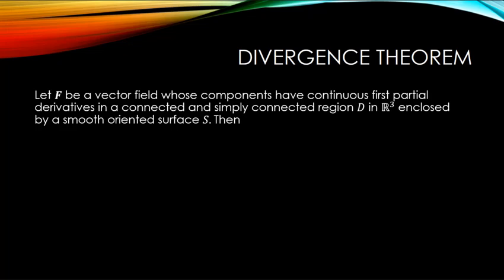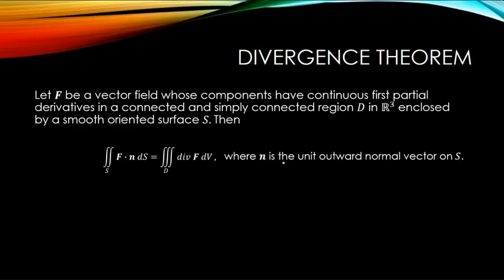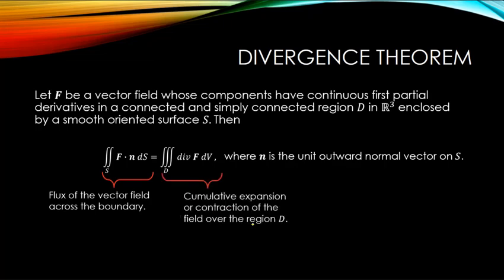If I let F be a vector field whose components have continuous first partial derivatives in a connected and simply connected region D in R3 that is enclosed by a smooth oriented surface S, then the double integral over S of F dotted with n ds is equal to the triple integral over D of the divergence of F dV. This is where n is the unit outward normal vector on S. The left-hand double integral is the flux of the vector field across the boundary. The right-hand triple integral is the cumulative expansion or contraction of the field over the region D.